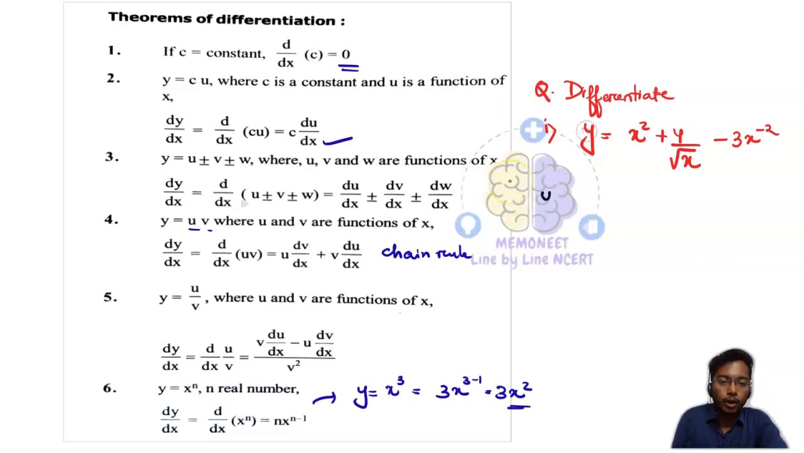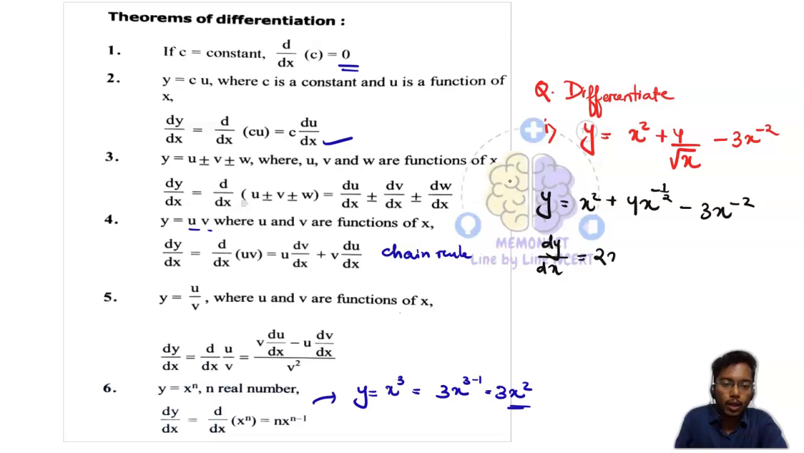Okay, let's say we have y is equal to x square plus 4 under root x minus 3x to the power minus 2. We can write it as 4x to the power 1 by 2. Here dy upon dx is equal to 2x. If you differentiate x square, it will be 2x. Plus 4, the power will be the coefficient, that is 1 by 2 into x to the power 1 by 2 minus 1, that is minus 1 by 2. Minus 3, the power will be the coefficient, that is minus 2, so this is plus 6 into x to the power minus 2 minus 1, that is minus 3.